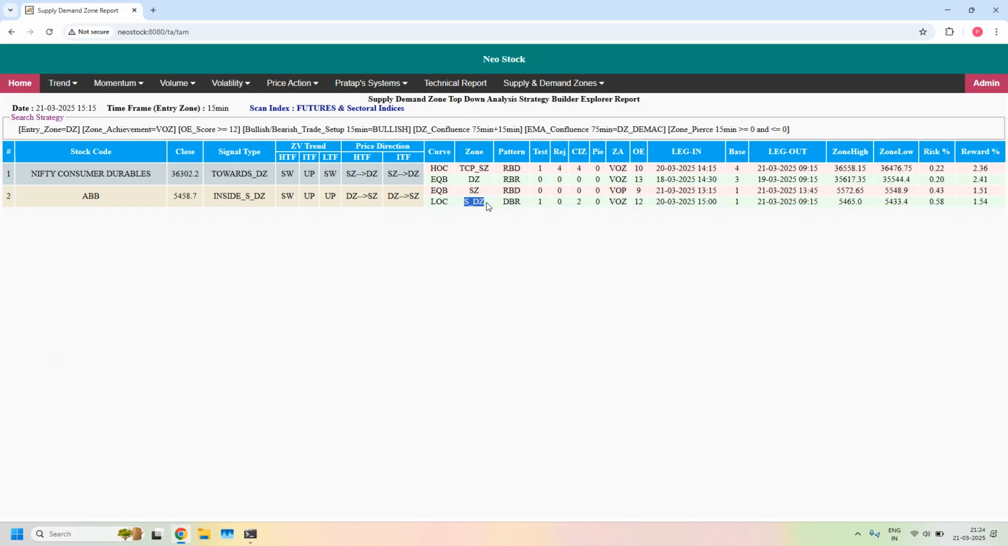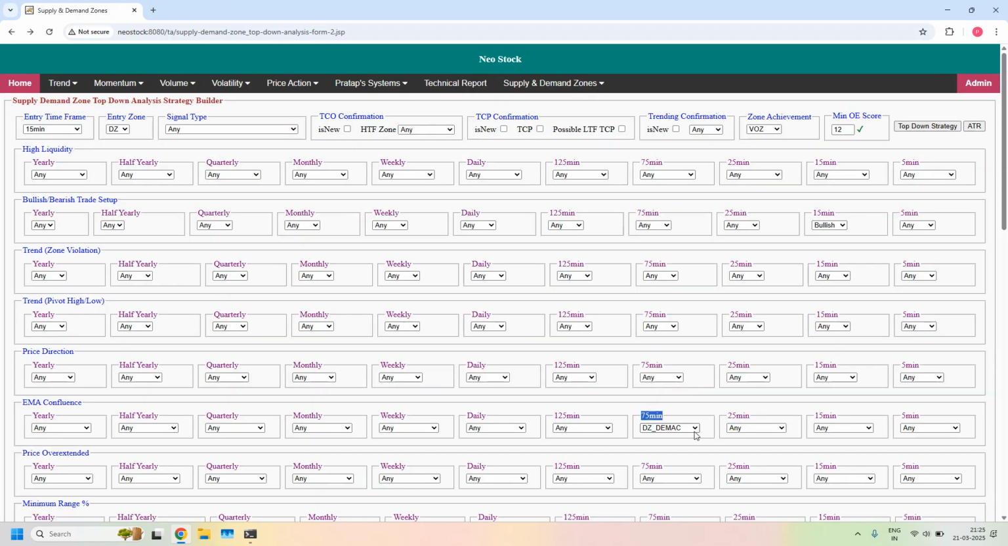So these two 15 minutes demand zones might be having more high probability to get success, because they are overlapped with 75 minutes demand zone, and that 75 minutes demand zone is having daily EMA confluence. Okay, this is based on LTF, ITF zone confluence and EMA confluence. Next, we will look into LTF, ITF and even HTF demand zone confluence supported stocks. I am removing this EMA filter.